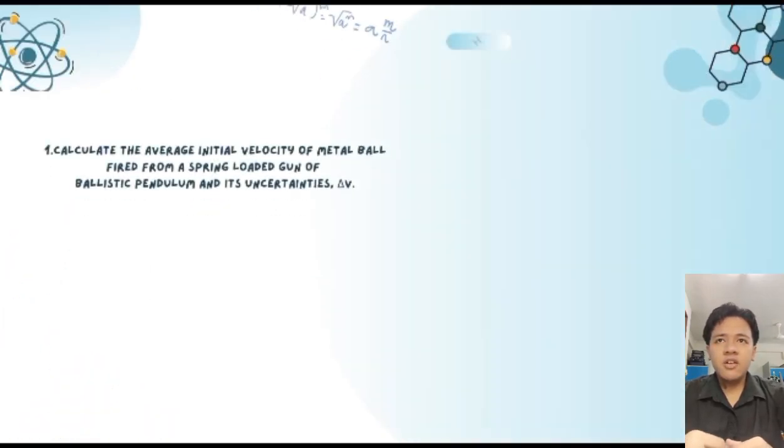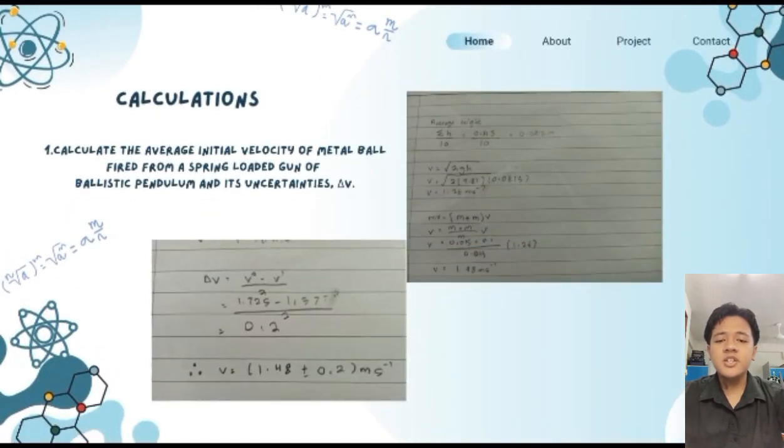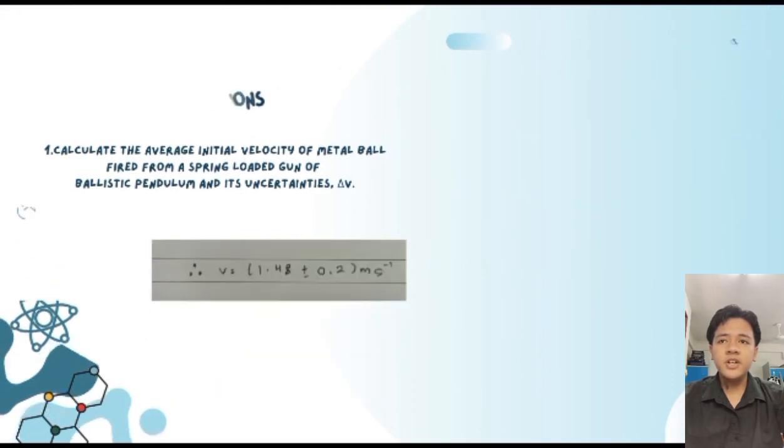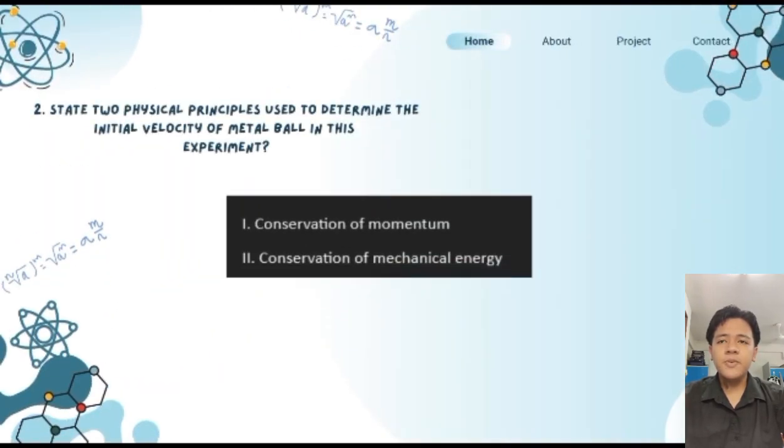Now let's look at the calculation to find the velocity. We use the formula derived from both energy and momentum conservation. To account for experimental errors, we also calculate the uncertainty by taking the difference between the maximum and the minimum recorded velocities and dividing by 2. We found an uncertainty of 0.2 meters per second. Therefore, our final result for the initial velocity is 1.48 plus or minus 0.2 meters per second.